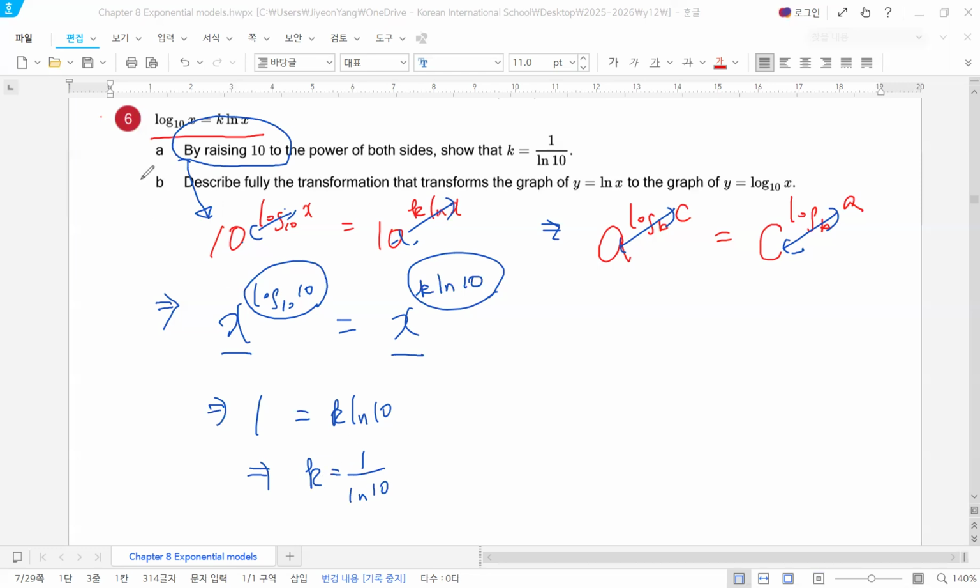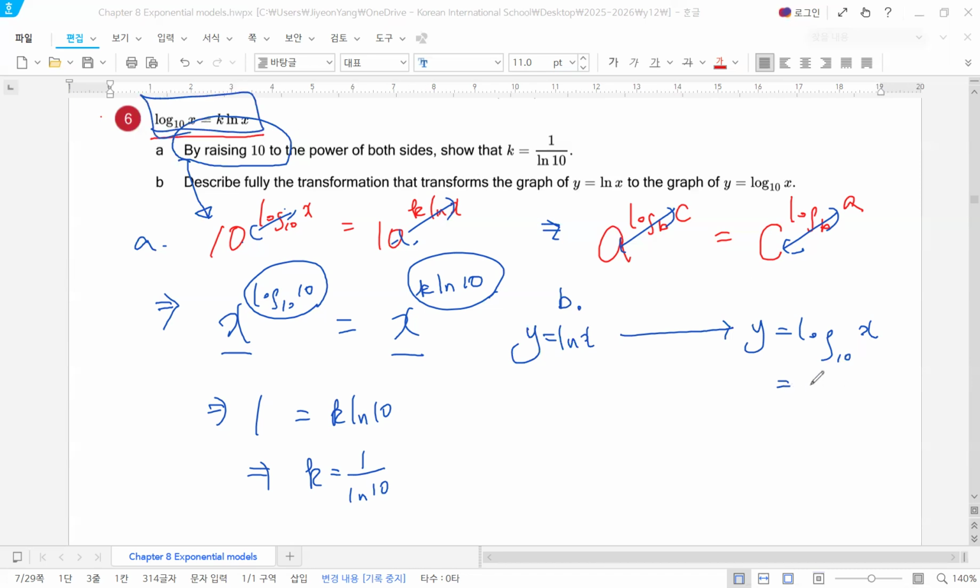Hayden, please read question B. Describe fully the transformation that transforms the graph of y equals ln x to the graph of y equals log 10 x. So just write down y equals ln x, guys, and then make an arrow because it's transformed to y equals log 10 x. Firstly, you need to write down using an arrow to show that it's a transformation. Do you understand? And secondly, for this type of question, you always need to use the result you got from A, which is you can write log 10 x as k ln x.